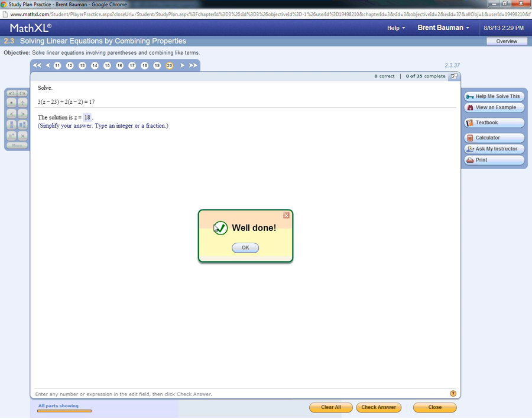Well done. So hopefully that helps clarify the difference between simplifying and solving an equation. A lot of the same steps of combining terms, but for the equation, we're actually finding an answer for the variable.